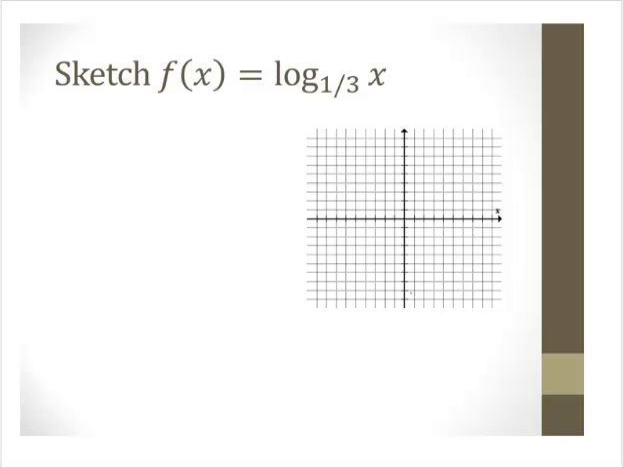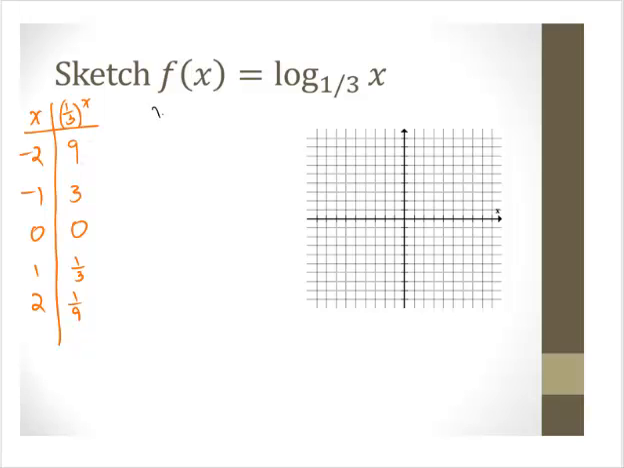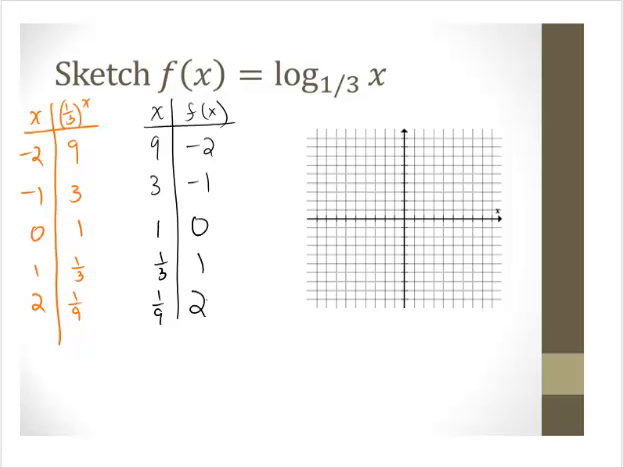Now what if we wanted to sketch f of x equals the log base 1/3 of x? Well, again, I could start with the inverse, x and 1/3 to the x. And if you remember, this was just a horizontal flip of the exponential function. And so then, for x and f of x, I would invert the variables. 9, -2; 3, -1; 0, oh, that shouldn't be 0, that should be 0, 1. Sorry about that. So then I should have 1, 0 here. 1, 0; 1/3, 1; 1/9, 2.